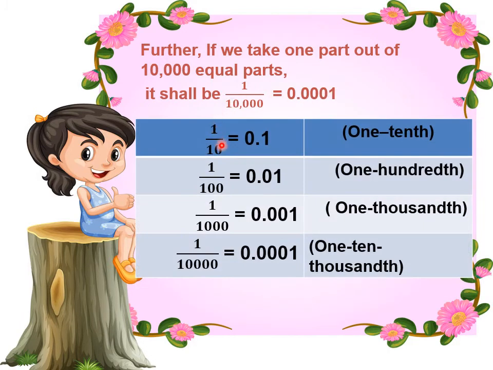So 1 upon 10 in fraction we will write in decimal 0.1. 1 tenth. 1 upon 100 equal to 0.01. 1 hundredth. Then 1 upon 1000 equal to 0.001. 1 thousandth. Then 1 upon 10,000 equal to 0.0001. 1 ten-thousandth.